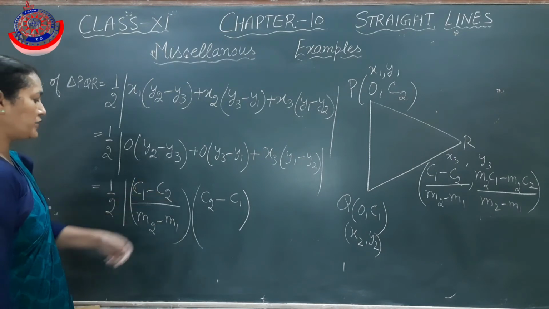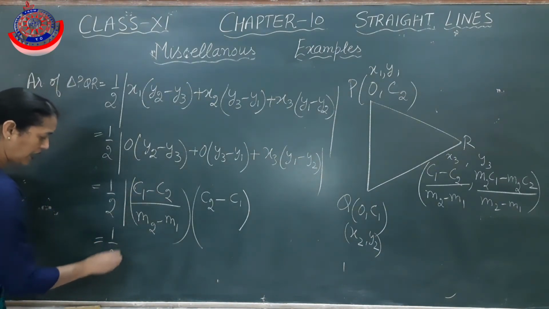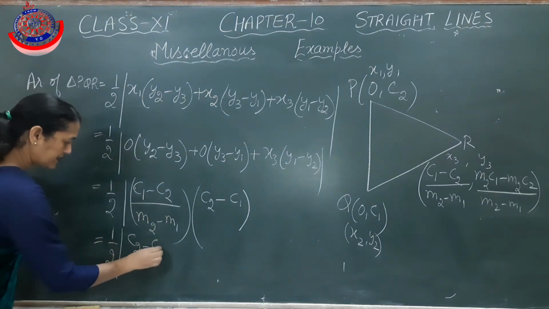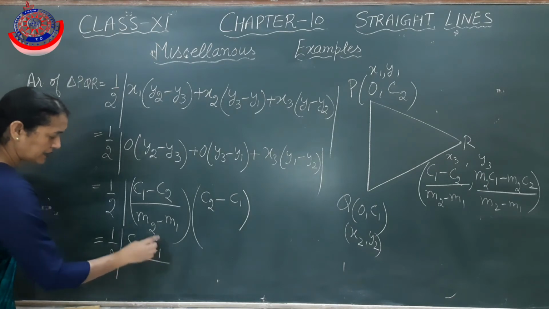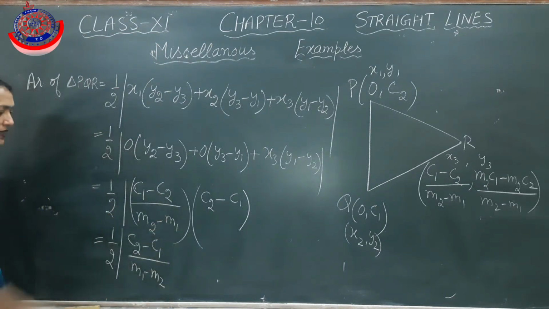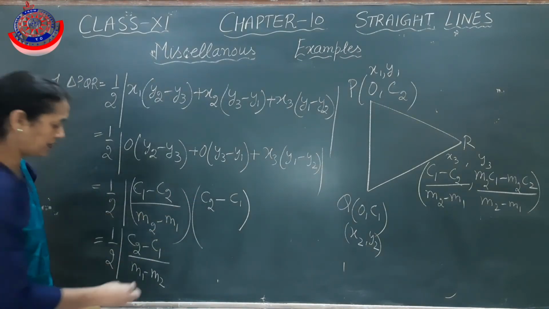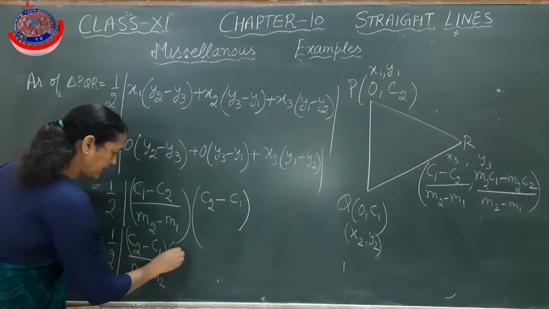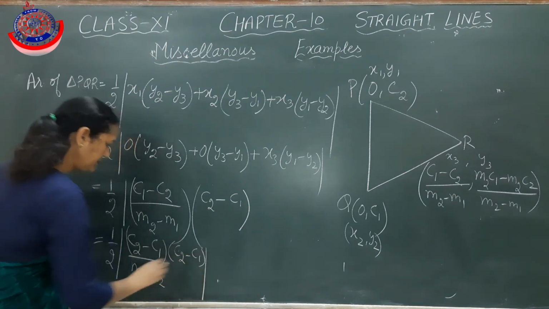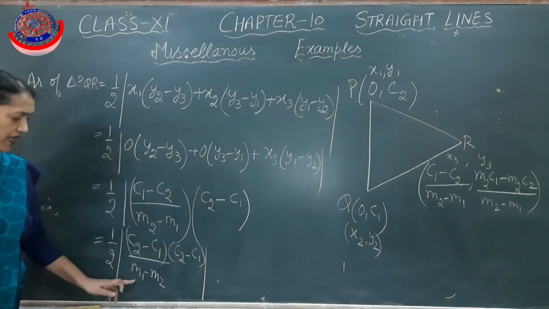If we rearrange, it is half. This can be written as c2 minus c1, and this can also be written as m1 minus m2. By rearrangement, minus will come in common, so that will get cut. And here we have c2 minus c1. So this is coming out to be (c2 minus c1) whole square upon (m1 minus m2).